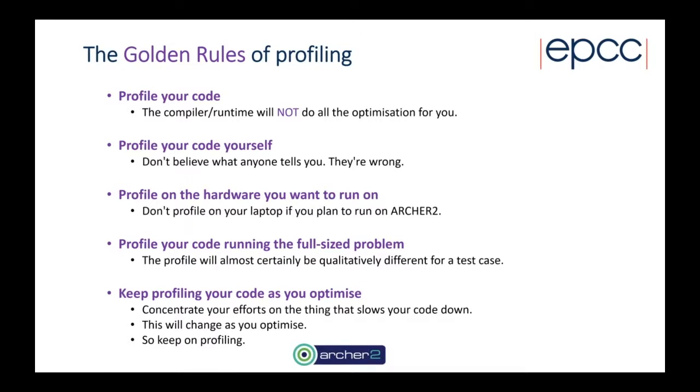So often we end up using codes which can do many different things. My go-to example here is CASTEP, which is a materials modeling code in the UK, but it can do all sorts of things from spectroscopy to molecular dynamics to standard molecular simulations. And if you're running in different modes, then you are exercising different parts of the code and you may see different performance. So you really need to profile on the kind of input file that you want to use in production.